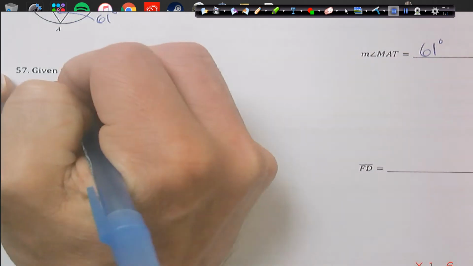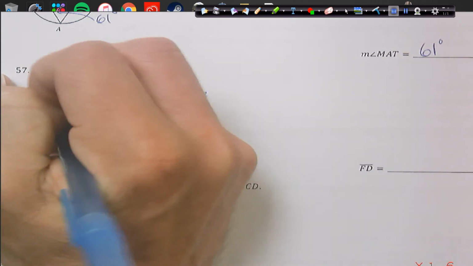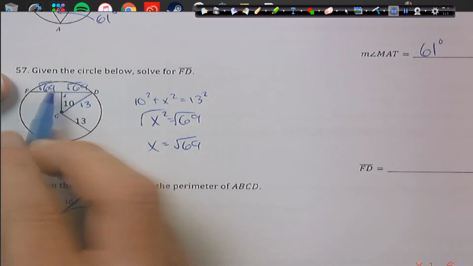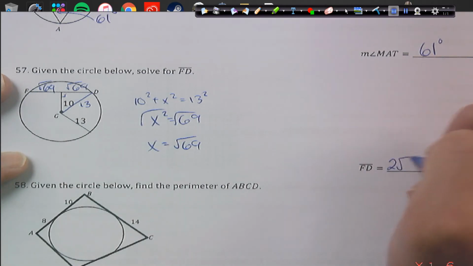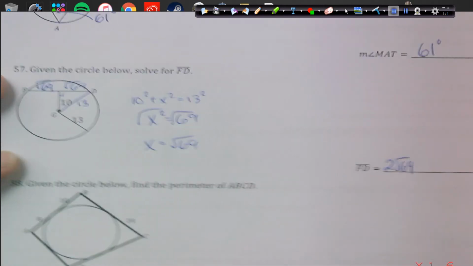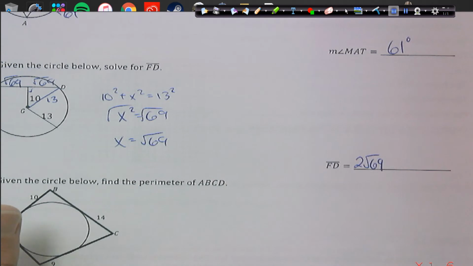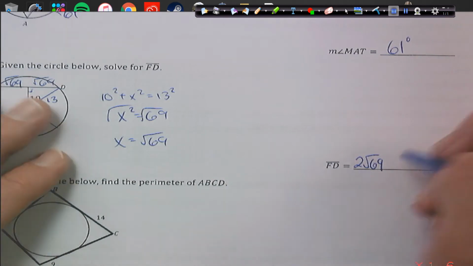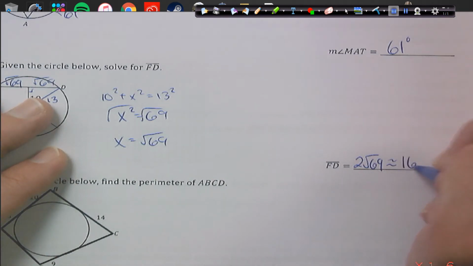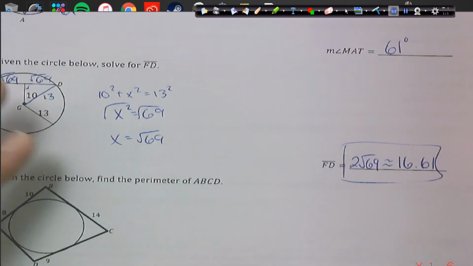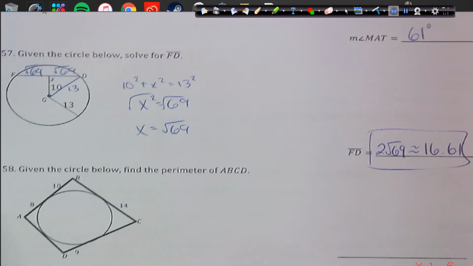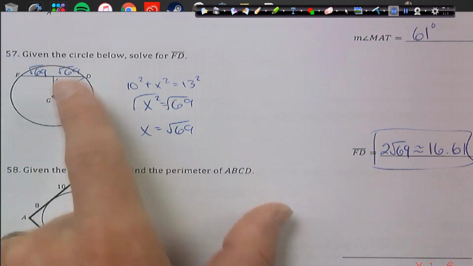That means this is root 69, but this is also root 69. So you can add those two together, and you can get 2 times the radical of 69. Or if you put it as a decimal, 16.61. So either one of those answers would be acceptable. Just remember we had to double it.